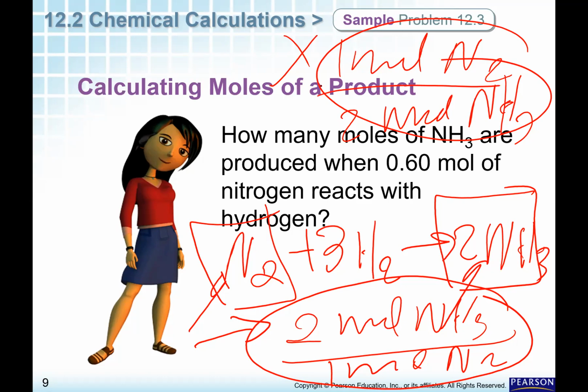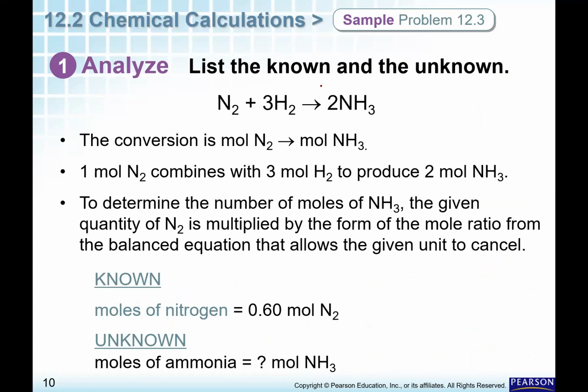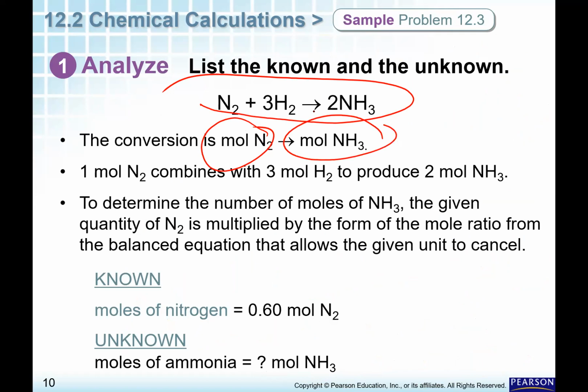That is true. So here what we need to do first, as usual, is analyze. This is the chemical equation we're talking about. The conversion is moles of nitrogen into moles of ammonia.